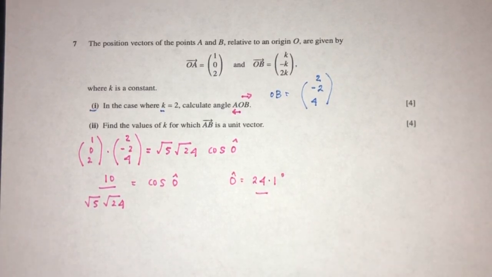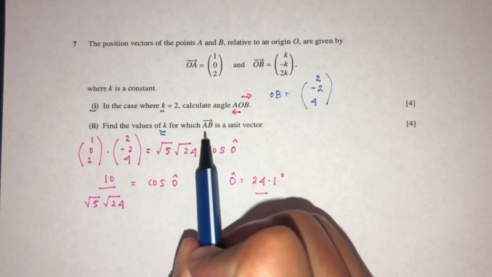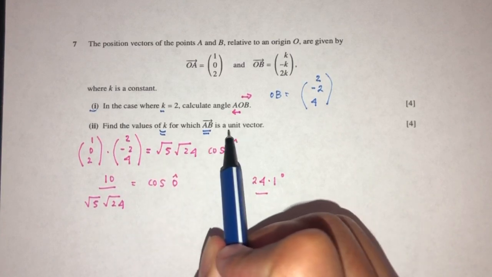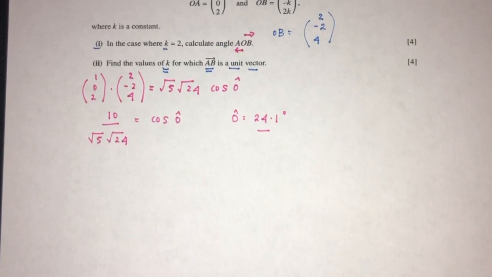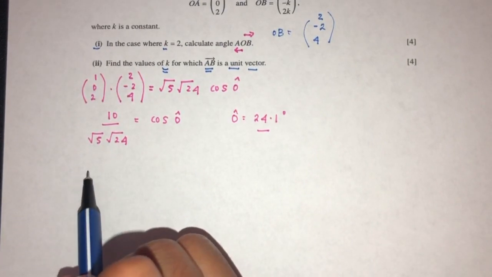Now for part 2, we have to find the values of k for which AB is a unit vector. So let's find the value of AB. So what is AB?